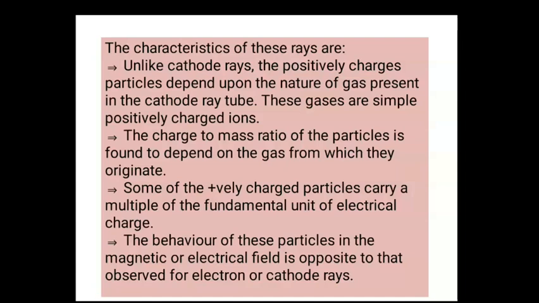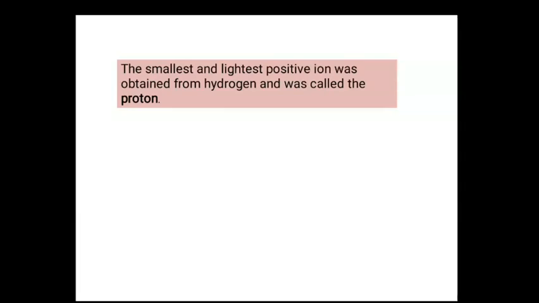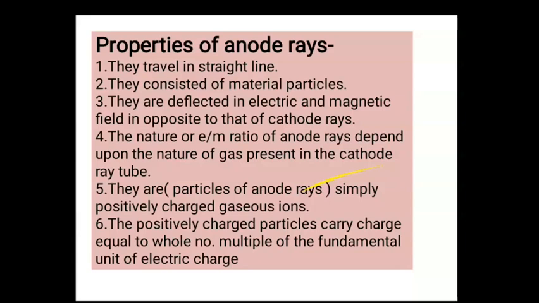So these anode rays have characteristics opposite to the cathode rays, but definitely a few properties are similar. That is, number one, they travel in straight line. Number two, they consist of material particles. Number three, they are deflected in electric and magnetic field.